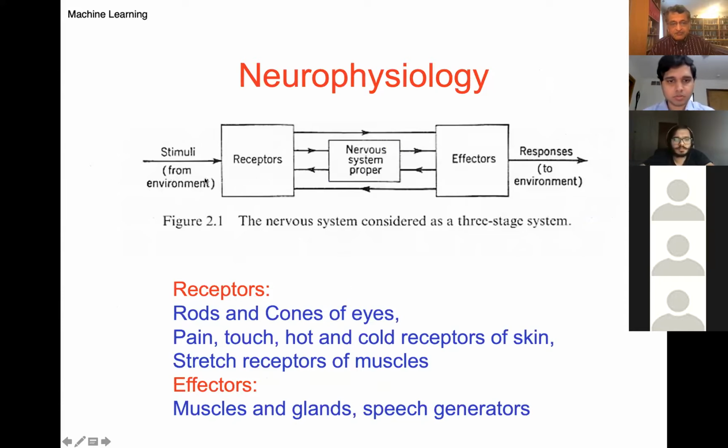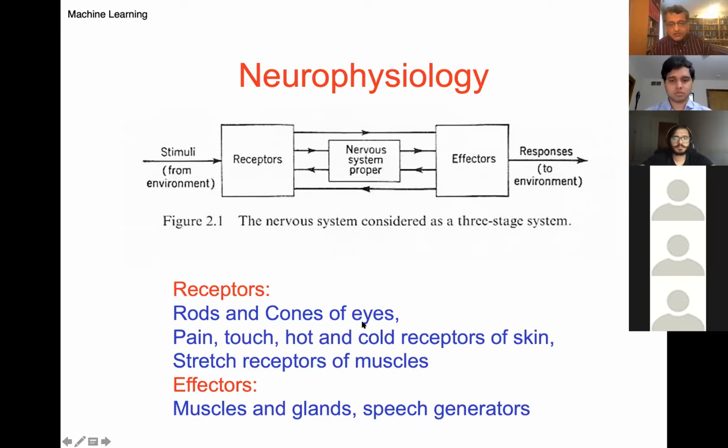We have stimuli from the environment. So the inputs may be coming from the environment, like the human eye, or the ear, or the touch. So we have the receptors, and then we have the nervous system proper, and then we have the effectors, responses to the environment. So the nervous system consists of a 3-stage system. So they model it in this way. What are these receptors?